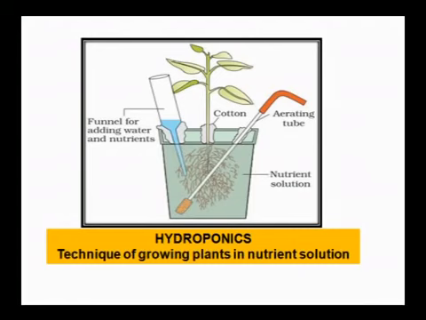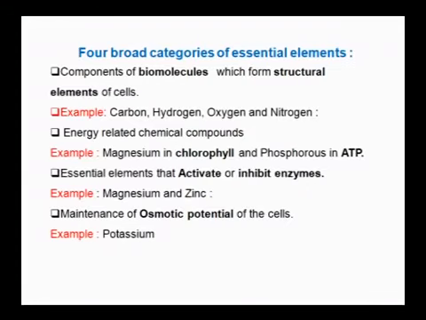There is an advanced technique in which we can grow plants without soil by using nutrient solution which contains all macro, micronutrients and growth factors. This process is called hydroponics. There are four broad categories of essential elements based on their function.